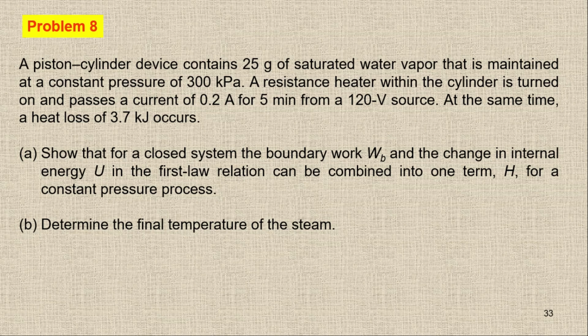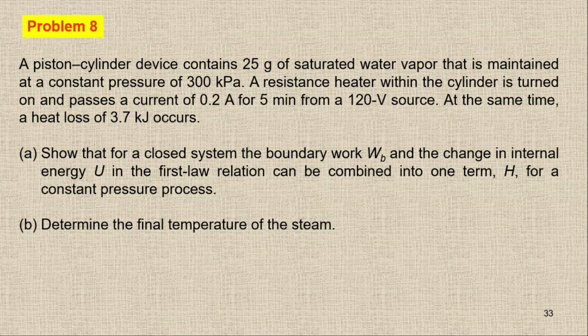Now, in part 1, we have to show that for a closed system, the boundary work and the change in the internal energy, which is U, in the first law relation can be combined into one term, called H or enthalpy, for a constant pressure process. And then in the second part, we have to determine the final temperature of the steam.